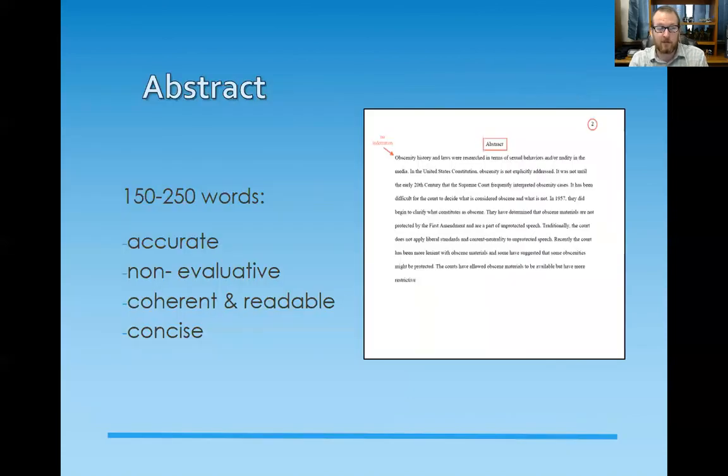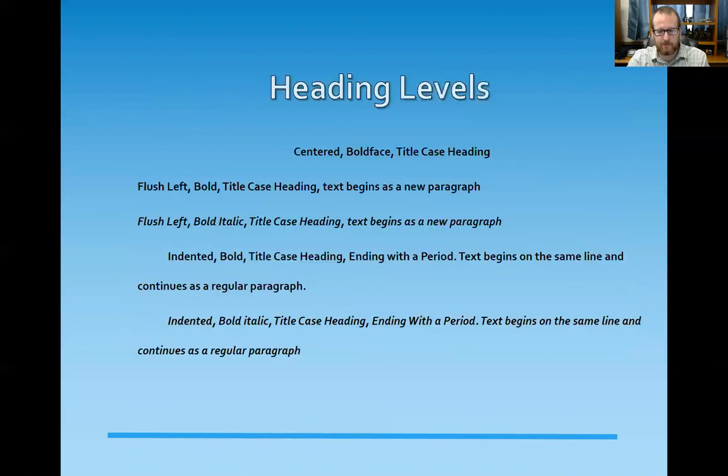All right, now if you have to do an abstract, it's still going to be the second page of your paper. You're going to have the page number up at the top, and Abstract above, centered, and then no indentation. You write your abstract. The abstract, generally speaking, is 150 to 250 words. It's accurate, it's non-evaluative, it's coherent and readable, and it's concise. Okay, nothing flashy, just stating what the paper is about.